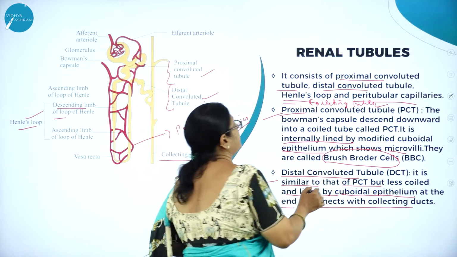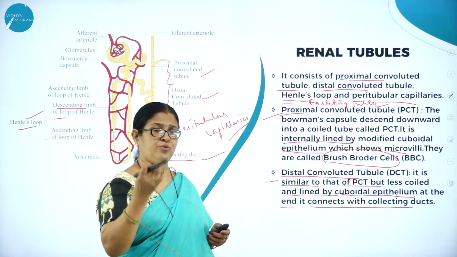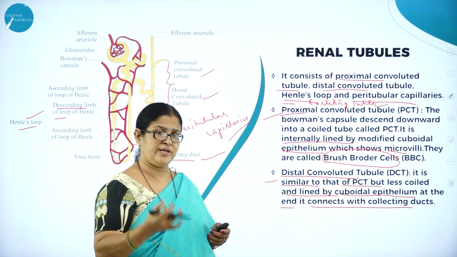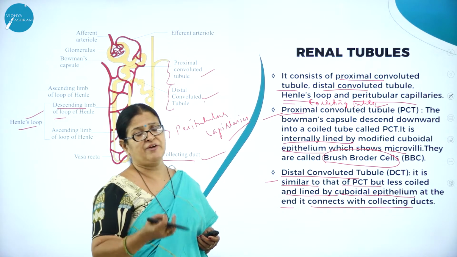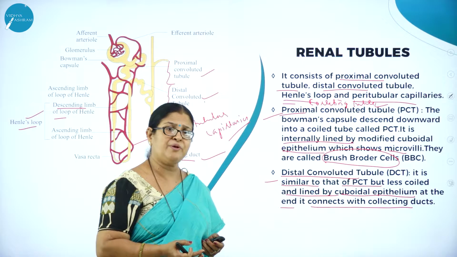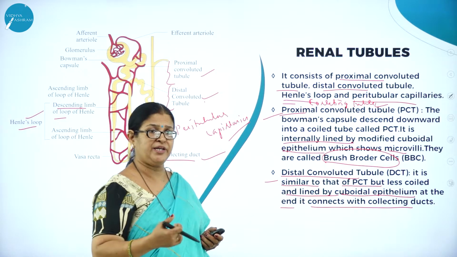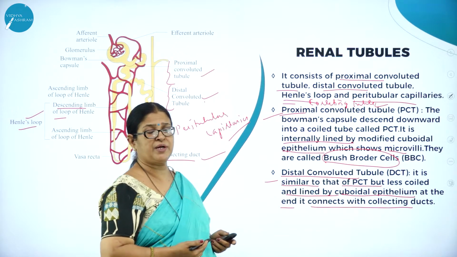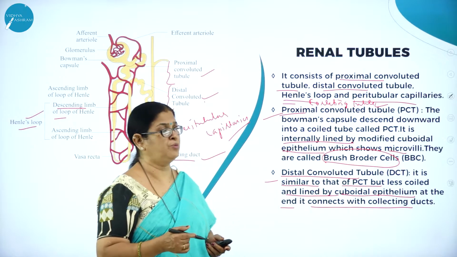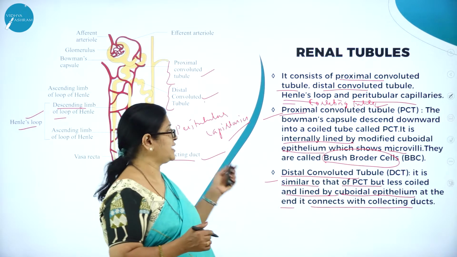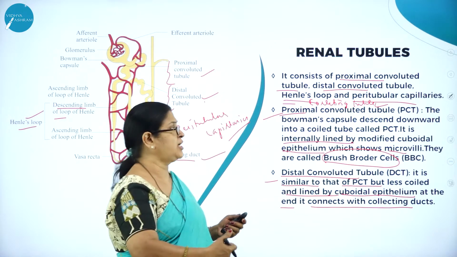As I said, the whole of the nephron is divided into two very important parts. One is the renal corpuscle, which consists of the cup-like structure called Bowman's capsule with a tuft of blood capillaries called glomerulus, with afferent arteriole and efferent arteriole. Next come the renal tubules, which consist of proximal convoluted tubule PCT, distal convoluted tubule called DCT, Henle's loop, peritubular capillaries and the collecting tubule. So proximal convoluted tubule, the Bowman's capsule descends downward as what?